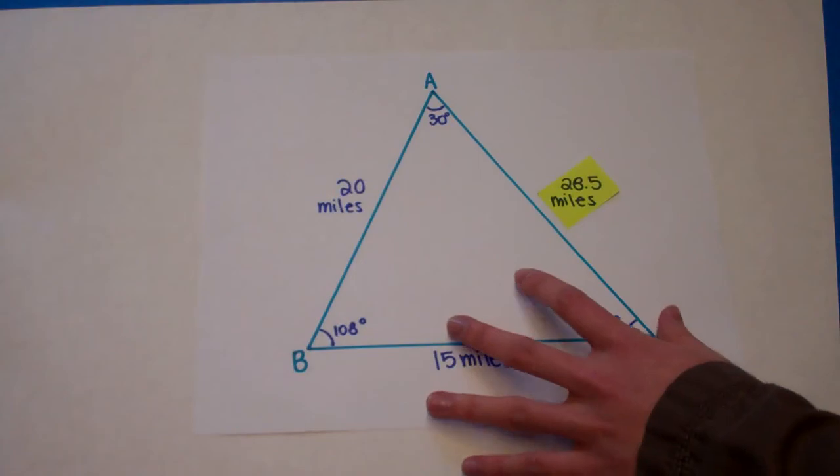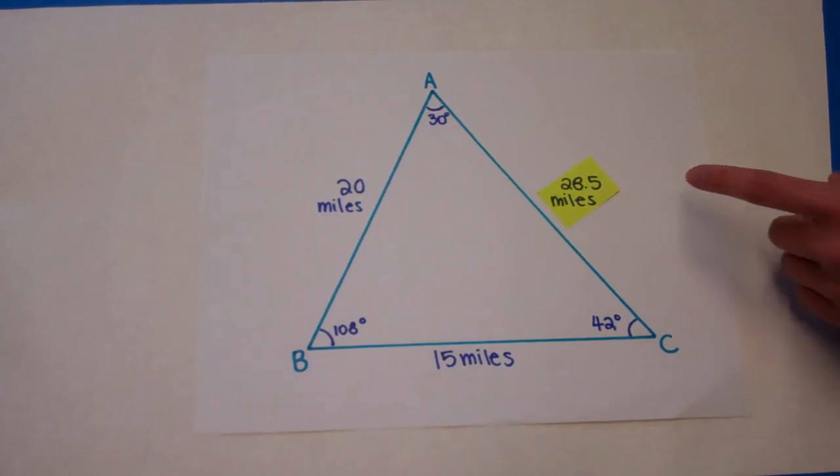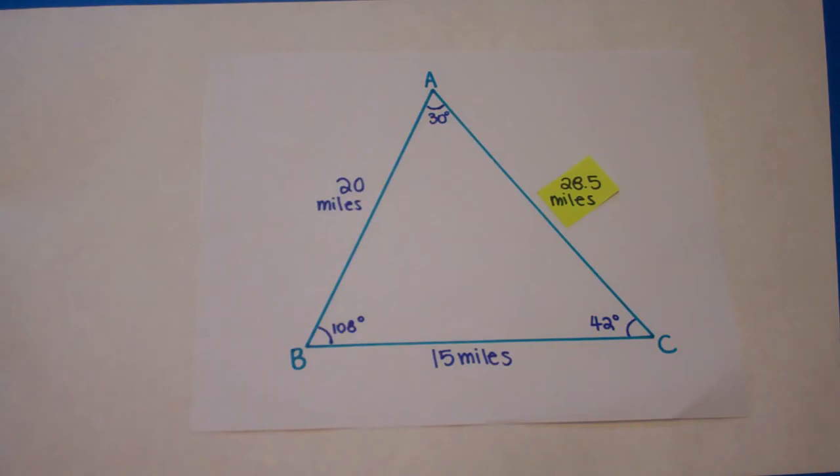Now we have everything we need to know. Yep, now we know that Daniel has 28.5 miles to fly to City C, and James needs to fly at an angle of 108 degrees to the left when he's facing City A. Yay!